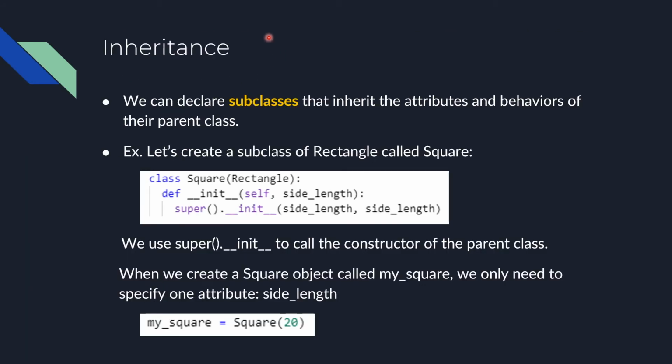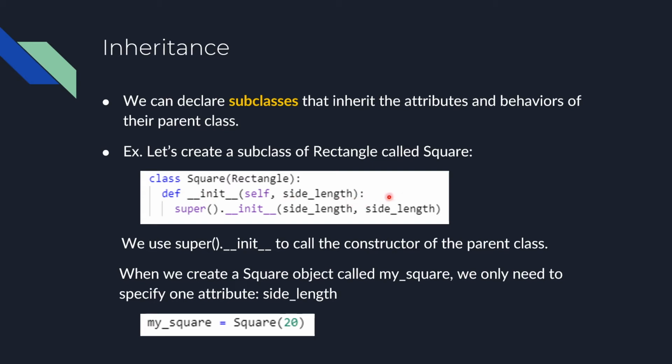The final conceptual topic I want to cover is something called inheritance. Inheritance occurs when you have subclasses of a parent class. It's called inheritance because just like you inherit genes from your mom and dad, subclasses inherit attributes and behaviors from their parent class. As an example here, we're going to create a subclass called square, and its parent class is our rectangle class. Here's how we do it. We declare a class called square, and to let Python know its parent class is rectangle, we put rectangle in the parentheses here. And square is going to have its own constructor.